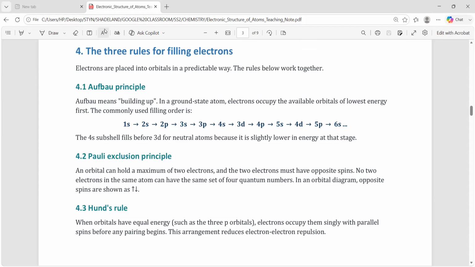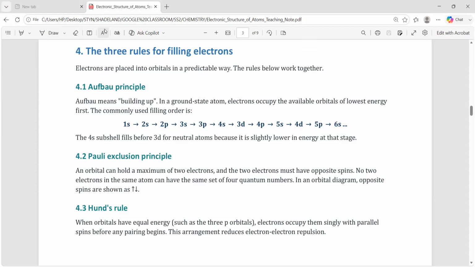Electrons will fill the 2s first before filling the 2p. So when 2 electrons fill the 2s, a third electron cannot enter the 2s. So the next electron will go into p. Are we together? So that is Aufbau's principle.